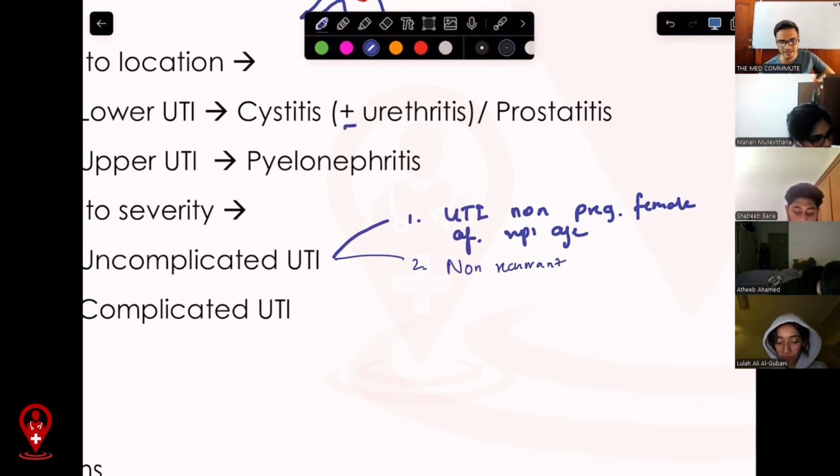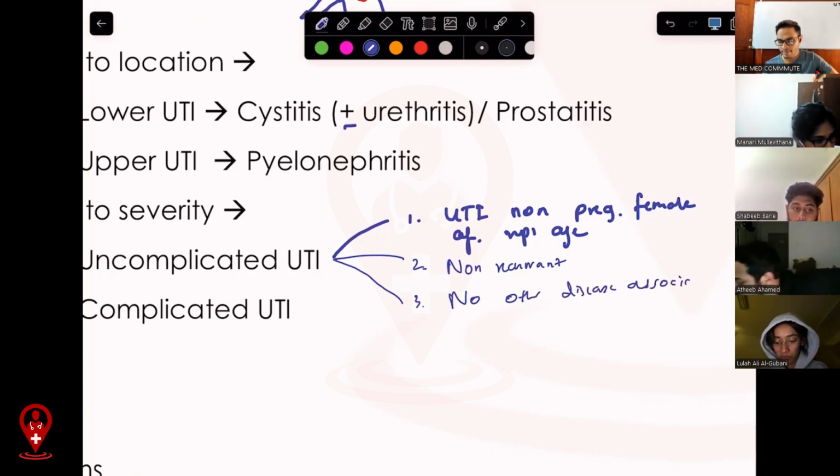Okay. And the third thing, guys, write down no other disease associations, right? What do I mean by this? For example, let's say we are getting a non-pregnant female coming in complaining of UTI. We don't need to say it like that, just a female of reproductive age coming in with manifestations of a UTI. Now, what if this patient also has diabetes? If the patient also has diabetes, that falls under a complicated UTI because that is a disease association. This is what I mean by no other disease association.